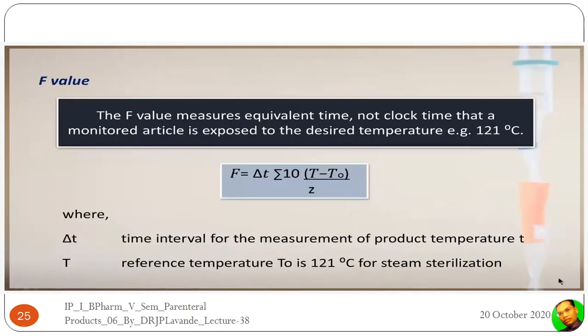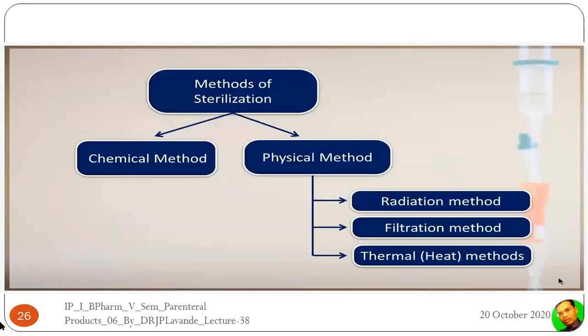So this is the F value. In order to calculate the F value, we have the formula: delta T times the summation of 10 to the power (T minus T0) divided by Z, where delta T is the time interval for the measurement of the product temperature T, and T0 is the reference temperature. T0 is 121 for steam sterilization. The F value measures the equivalent time, not clock time, that a monitored article is exposed to the desired temperature, given at a temperature of 121 degrees Celsius.